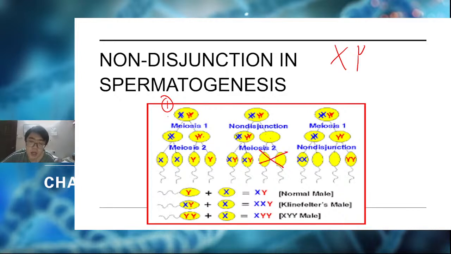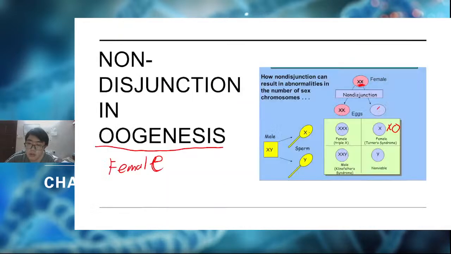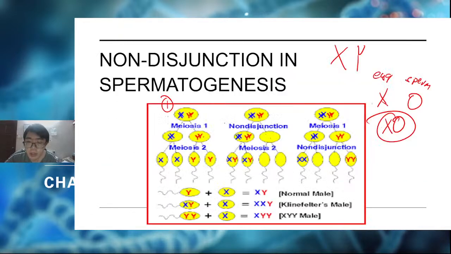So for these two sperm, if fertilization occurs, the zygote cannot survive, because it has no sex chromosome at all. But the female is normal, and the female has X. Even if the sperm has no chromosome at all, it can still form XO, Turner syndrome, because the egg has an X chromosome. It can survive.